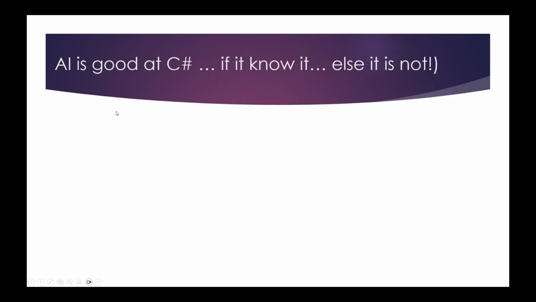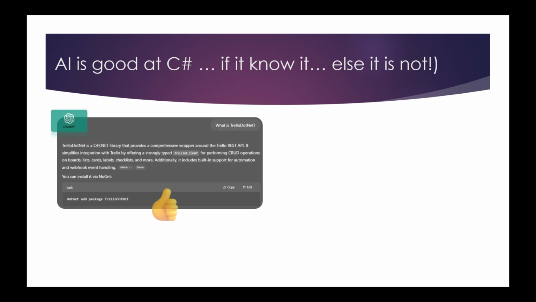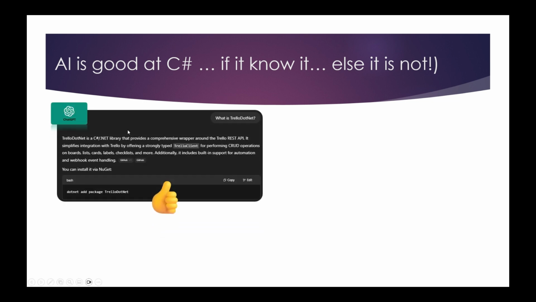So if we go into it, AI is good at C# if it knows it. So if we started up ChatGPT and asked about some C# code, in my background case here is I make a NuGet package called Trello.net for the Trello board system that exists. They have an API. I have made a C# wrapper around it. And if I ask ChatGPT what that is, it's called Trello.net, it actually knows it, which is nice, of course.